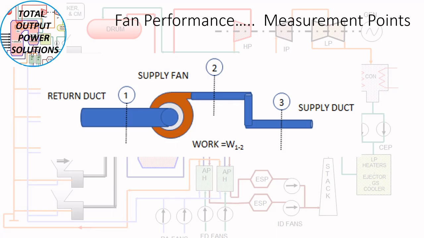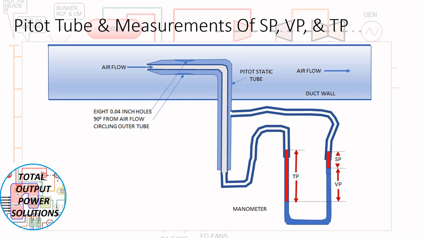Now for this purpose you can use a pitot tube for measurement of static pressure, velocity pressure and total pressure. The pitot tube is as shown in the figure. There is a duct wall of the pipe, and through it the pitot tube is inserted. It is an L-shaped pitot tube with two ends connected to the manometer, and it measures the velocity pressure as well as the static pressure. So the total pressure is measured here.